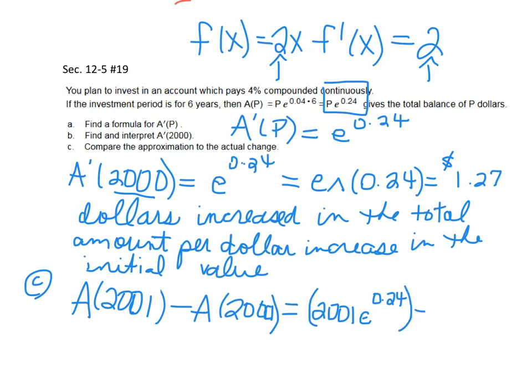And we're going to subtract from that 2,000 times e to the 0.24 power. And that actually turns out to be $1.27. So the approximation is equal to the actual difference.